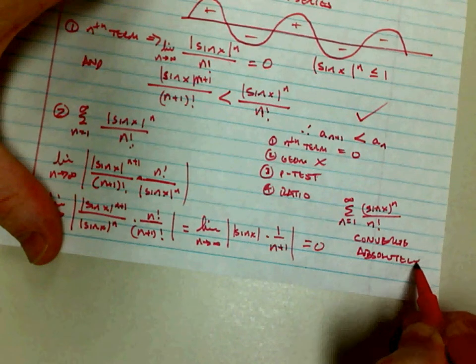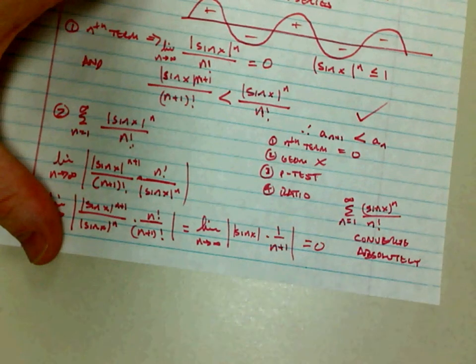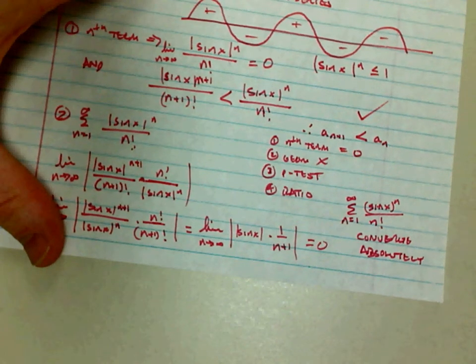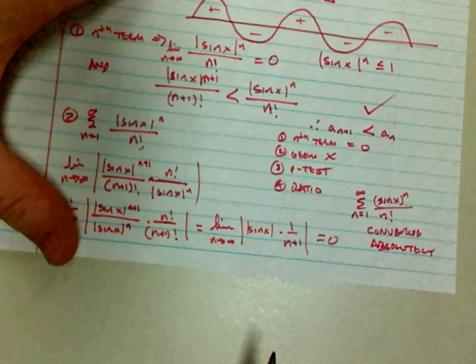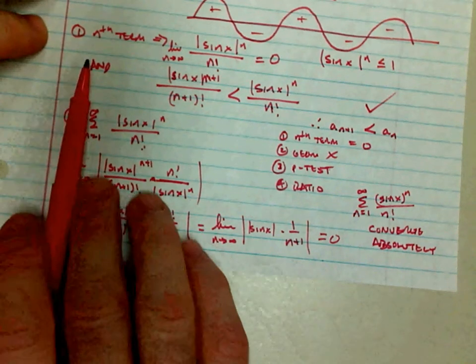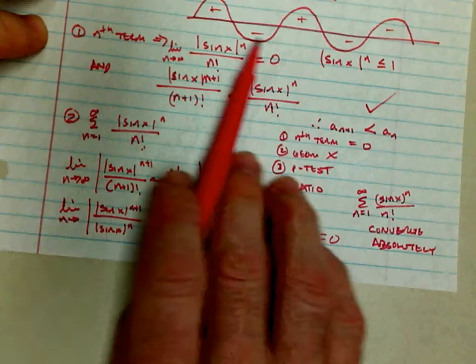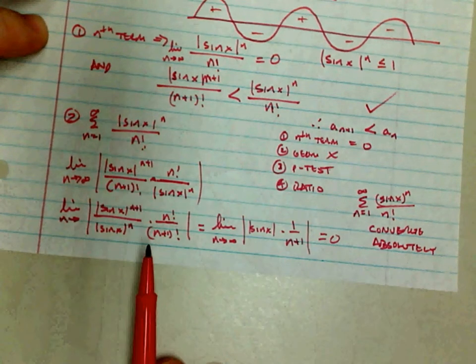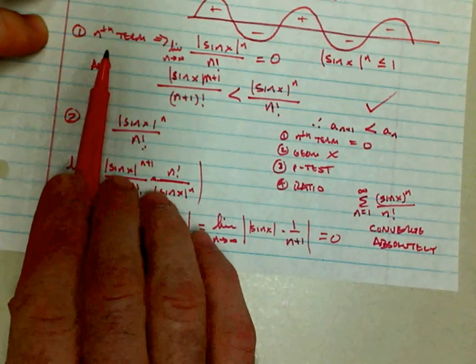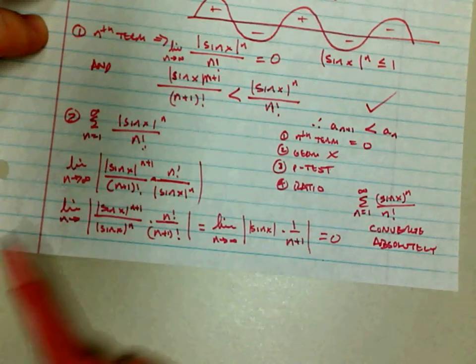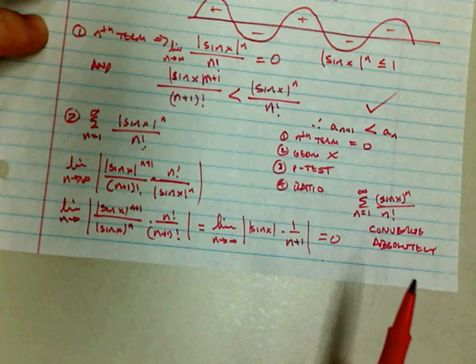And that should get you caught up with the rest of what we did in today's notes. Remember again, the alternating series has two parts to it when determining whether the alternating series converges. Nth term test equals 0, the next term is always less than the previous term, converges. Then we have to check for absolute or conditional.